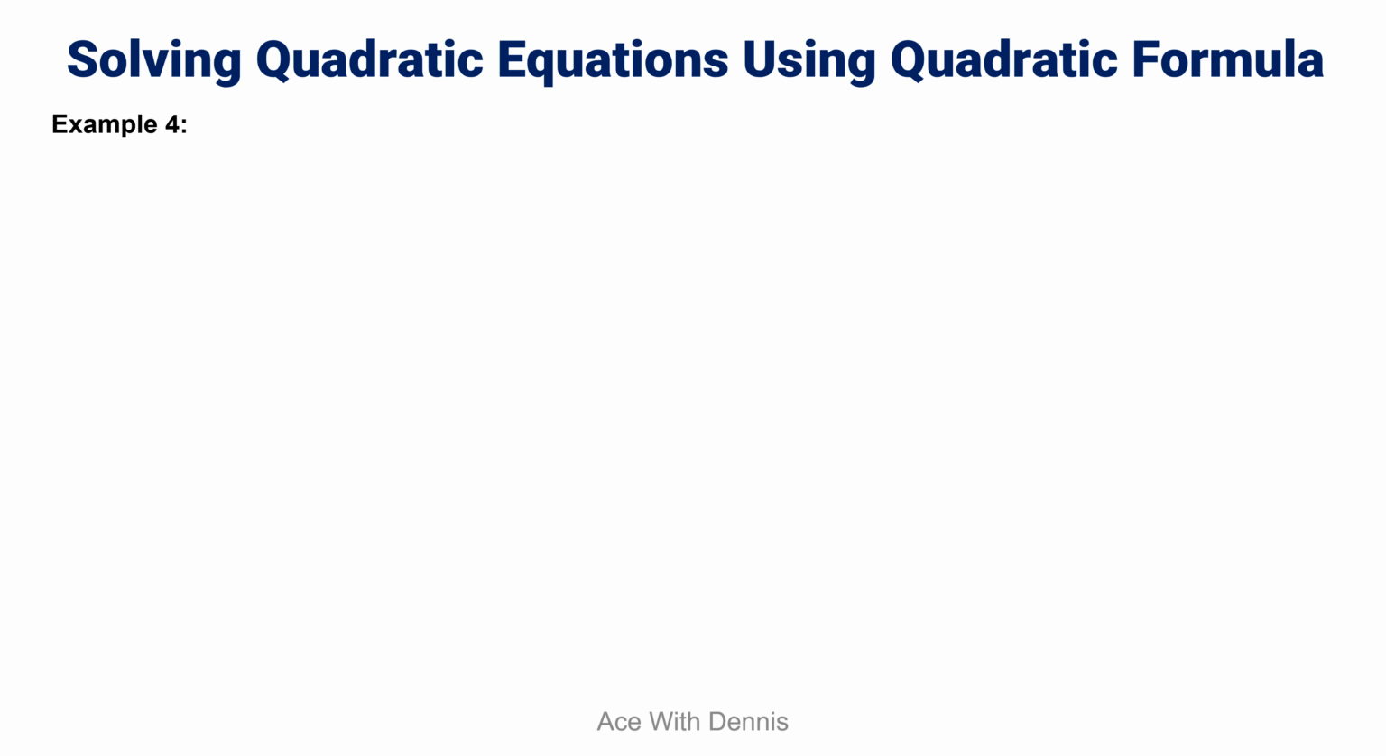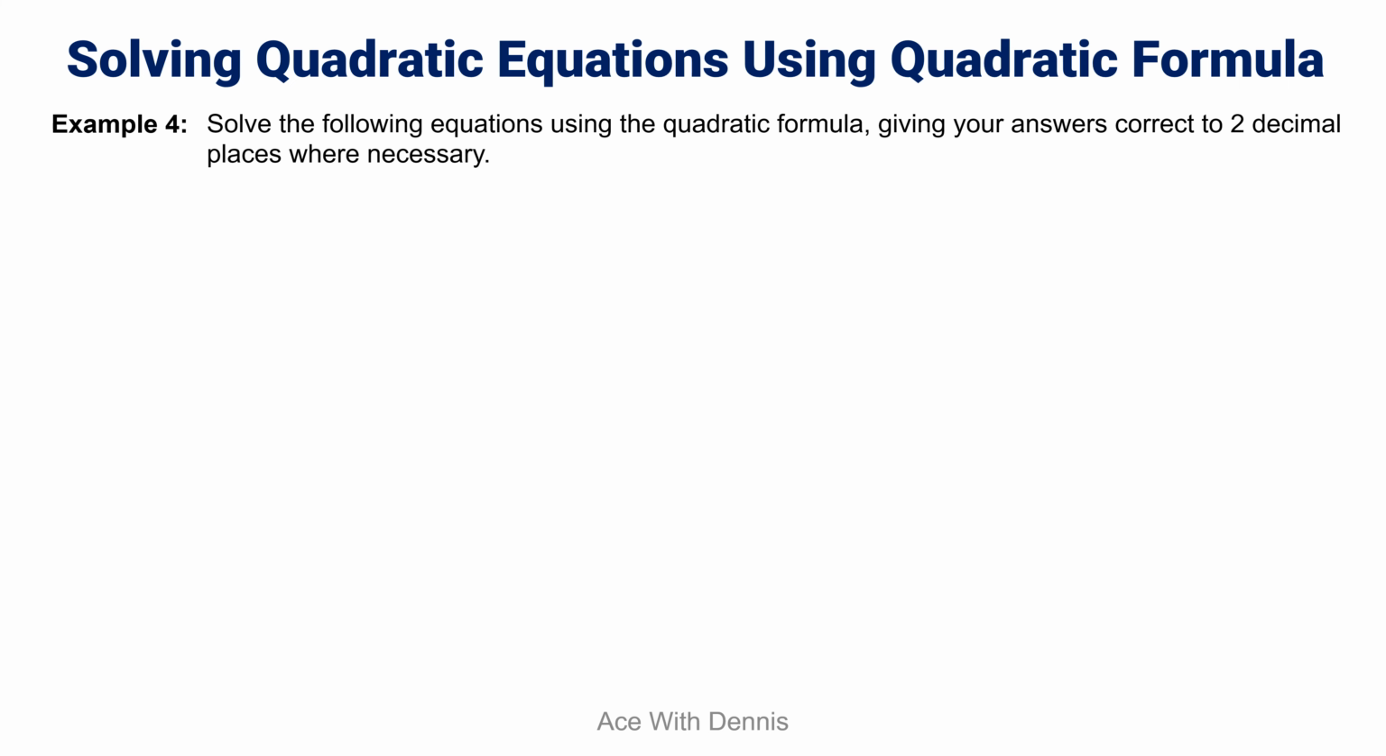Now, let's see example 4, which involves solving quadratic equations using the quadratic formula. Solve the following equations using the quadratic formula, giving your answers correct to 2 decimal places where necessary. A. 3x squared minus 2x minus 5 equals 0. B. 5x times (x plus 2) equals 3 times (x minus 1). And C. x times (x plus 3) equals 3 over 7 times (x squared minus 7).